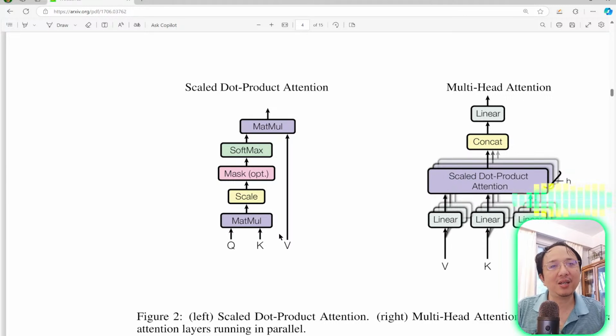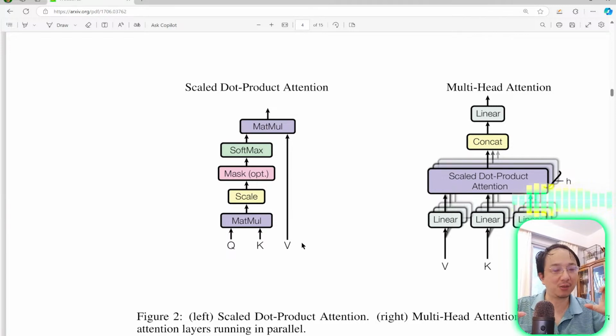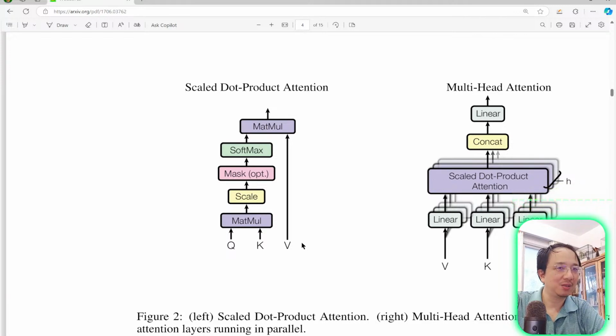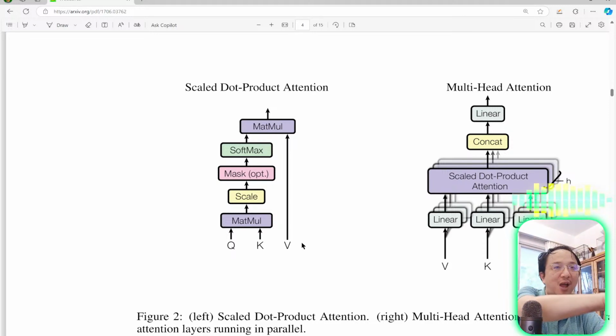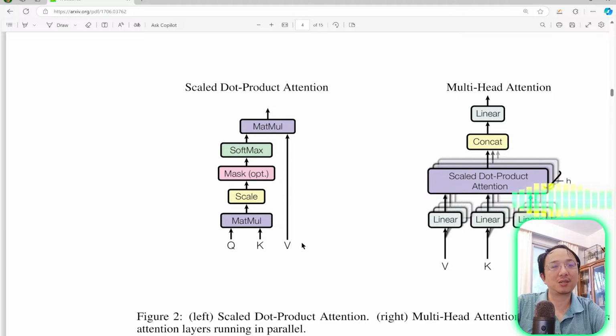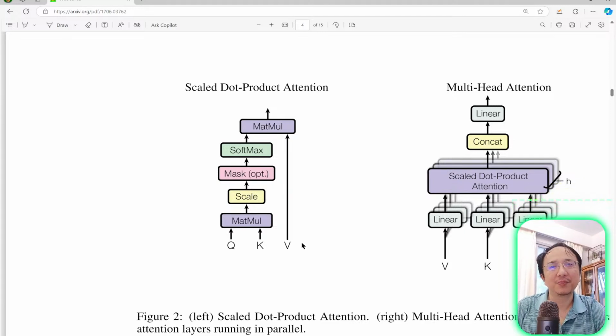So the idea is that the key and the value are kind of like a dictionary in Python. And our query is something we use to find the value from the dictionary. Suppose you have a dictionary right here. It has key-value pairs. When you give a query, you simply find the same key, where key equals query, and return the value. This is kind of like a hard query.